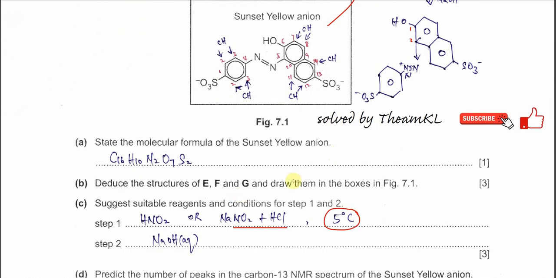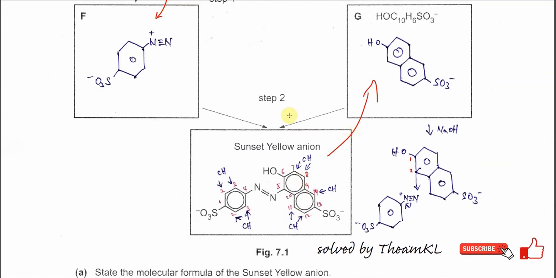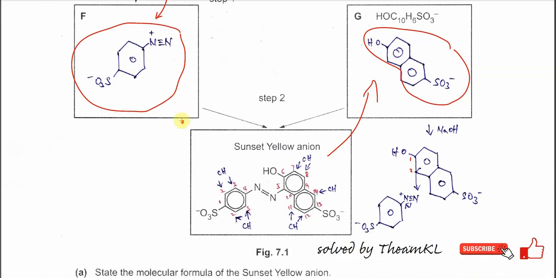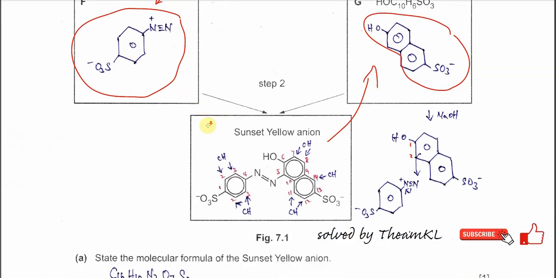And of course, step two, how to do this step two, when this one and this one react, we need to use sodium hydroxide. Why? Because sodium hydroxide can make the phenol stronger, easier to react with this benzene diazonium ion. Right, so the condition is sodium hydroxide.